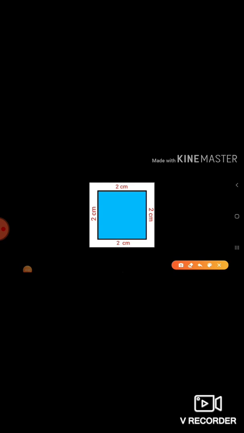Whatever we take, we have to consider. If we take this rectangle, it means the length of the boundary of this rectangle. Here we have considered the square. So the perimeter is nothing but the length of the boundary of the square. So see here, what is the length? It is 2 centimeter, 2 centimeter, 2 centimeter, 2 centimeter. So you have to add all of those 2 centimeters. Then that is the perimeter of the square.